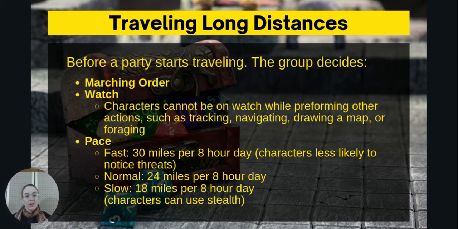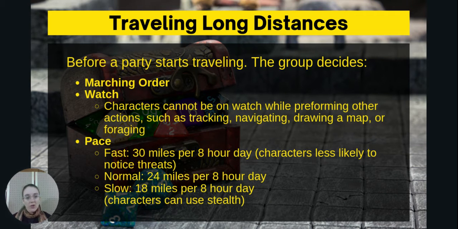The third thing you need to decide is pace. So normal speed of walking is 24 miles per 8-hour day. You can try and go faster than that, in which case you would get 30 miles per 8-hour day. There is a cost to that, however, in that you are unable to pay as much attention to your surroundings, so your characters are less likely to notice threats.